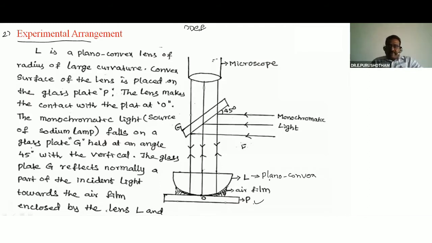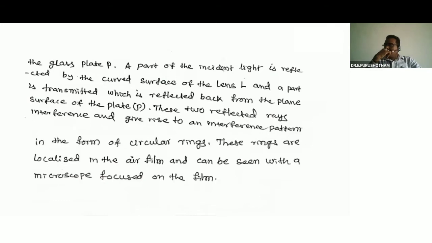The monochromatic light is incident. You see here, this is the monochromatic light source. What is that? Sodium vapor lamp, 5893 angstroms. The light falls on a glass plate G held at an angle of 45 degrees with the vertical. The glass plate G reflects normally a part of the incident light towards the air film enclosed by the lens L and the glass plate P.